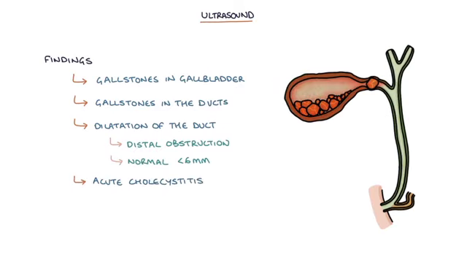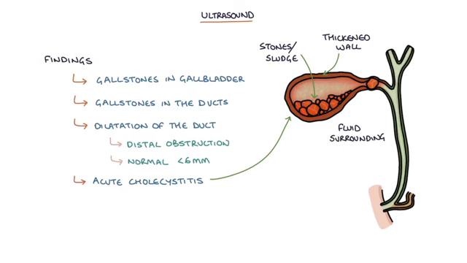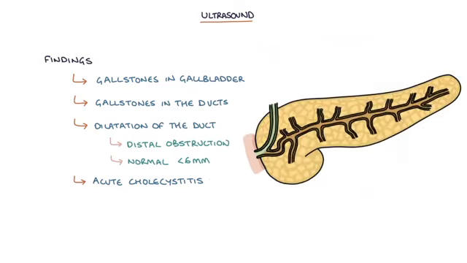It can also show acute cholecystitis, where it may be possible to see a thickened gallbladder wall, stones or sludge in the gallbladder, and fluid surrounding the gallbladder. And it can also be used to assess the pancreas and the pancreatic duct.